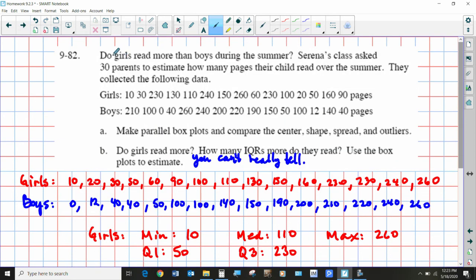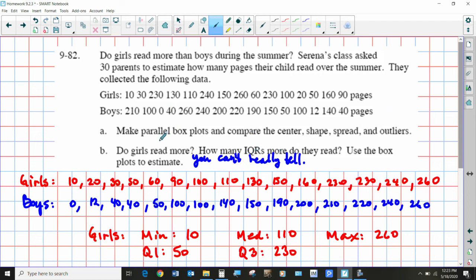All right, and then our last problem. Do girls read more than boys during the summer? Serena's class asked 30 parents to estimate how many pages their child read over the summer. They collected the following data. Now, just looking at these raw numbers, it's kind of hard to tell who reads more. I look through there and I see a 0 there, but I see some in the 200s here. So just looking at raw data is really hard to tell.